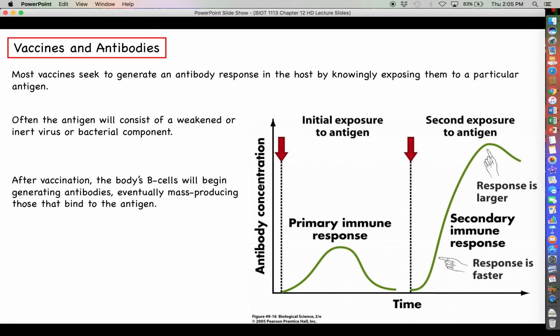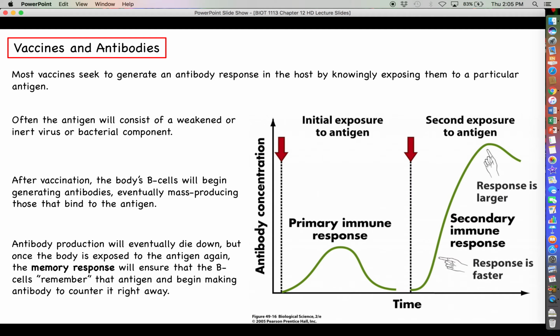So the idea here is that after vaccination, the body's B cells should begin generating antibodies against that particular antigen, eventually mass producing those that bind to the antigen of interest. The initial antibody response may not necessarily specifically target the antigen, but eventually the body will wise up and figure out which antibodies work the best, and they will start manufacturing just those antibodies. So antibody production is eventually going to die down. Once the antigen has been gone for a while, the body's not going to feel the need to have that particular antibody around forever.